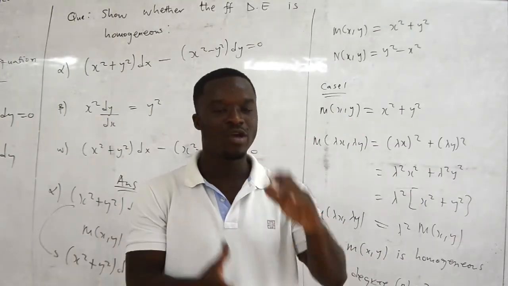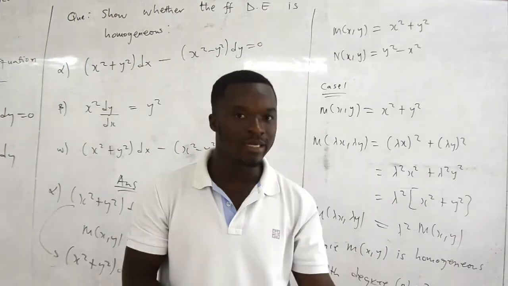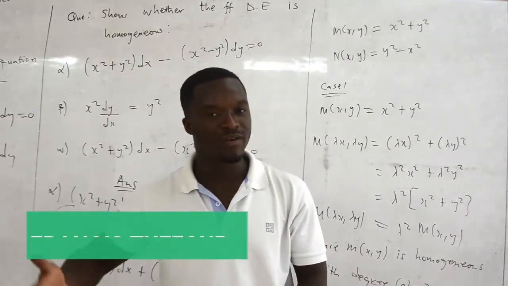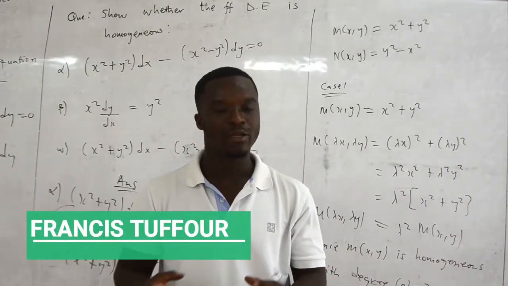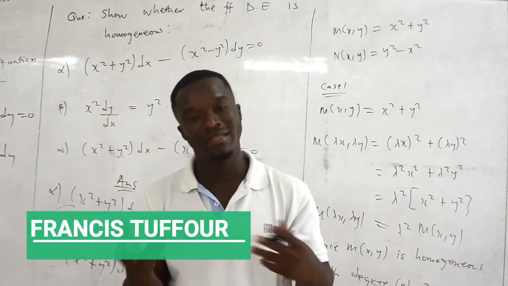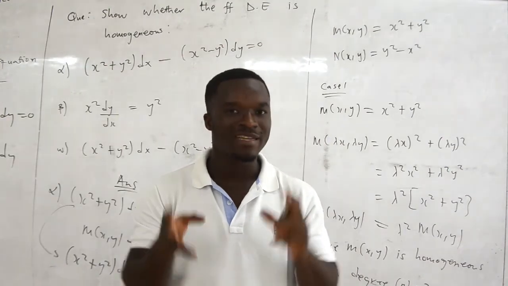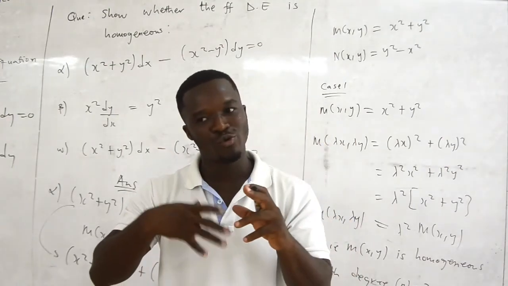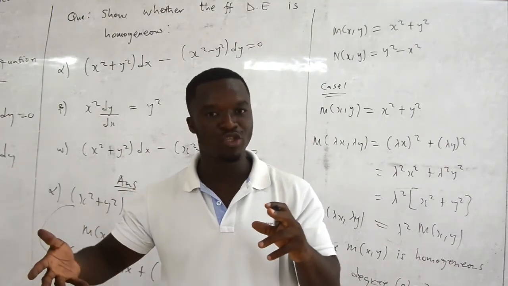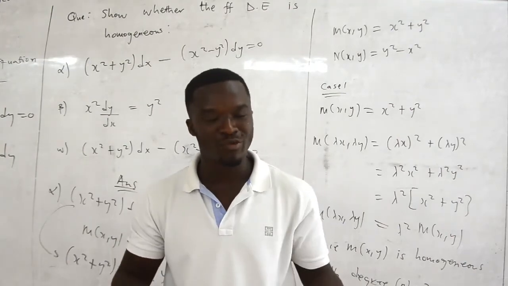Take your M of x y. Check whether it's a homogeneous function with a certain degree. Take your N of x y, check whether it's a homogeneous function with a certain degree, and then compare the two cases. If the degrees are the same, you can say that yes, hence the differential equation is a homogeneous differential equation. Maybe we'll get a particular question in which the functions will be homogeneous, but if you compare the degrees they might not be the same.